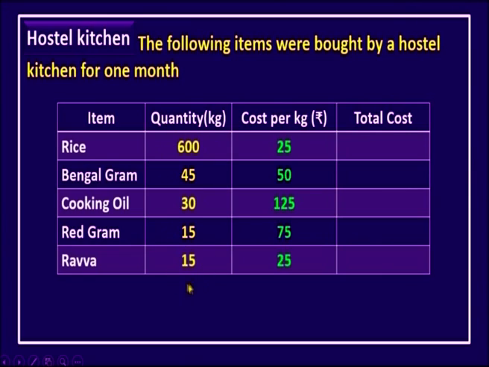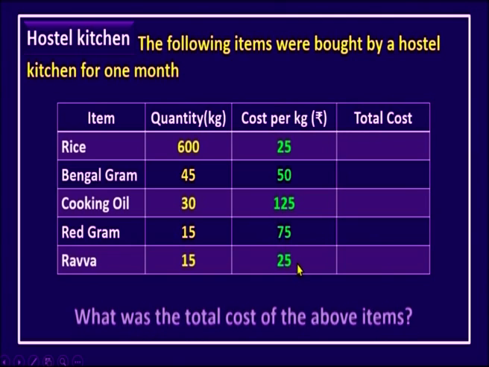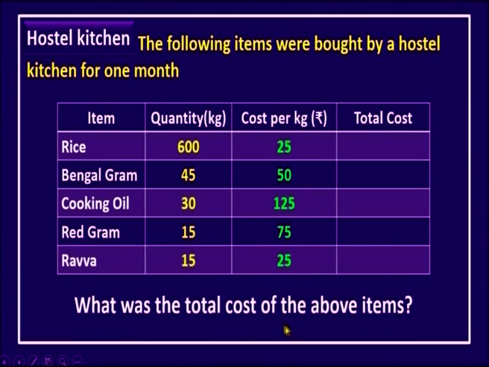And their respective costs are given, that is cost per kg. So rice cost is 25 rupees per kg, whereas Bengal gram it is 50 rupees per kg, cooking oil 125 rupees per kg, red gram 75 rupees per kg, and finally rava is 25 rupees per kg. Now what actually we need to find children here? Let's see. What was the total cost of the above items? So now we need to find the total cost.